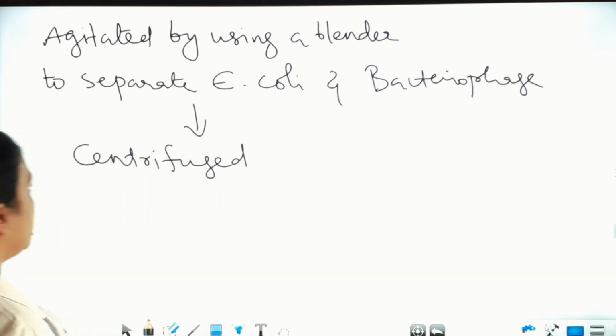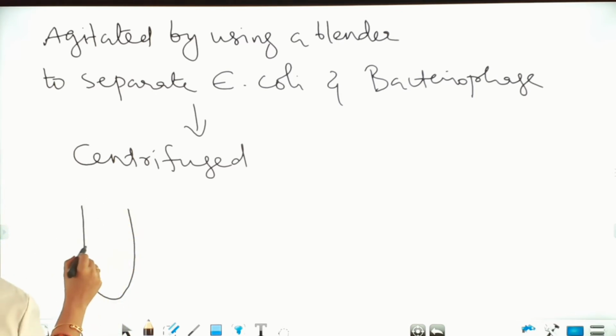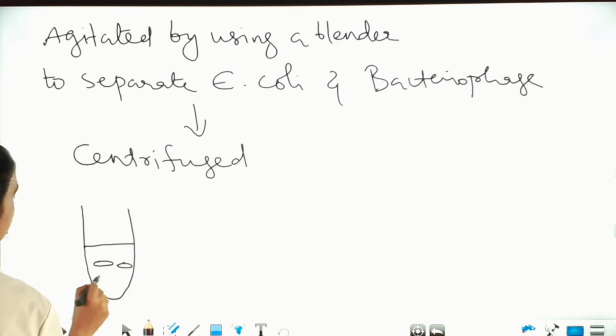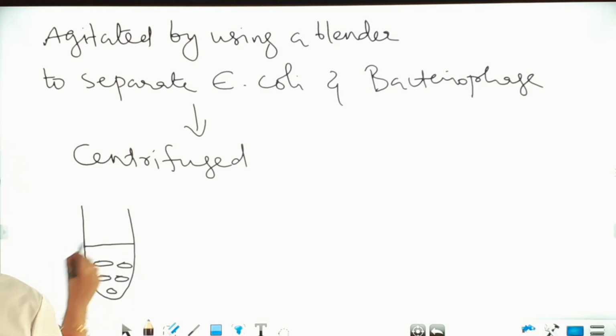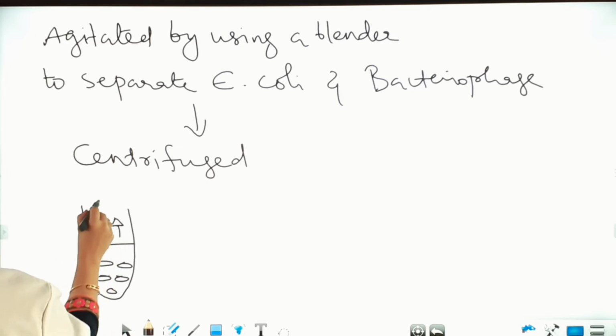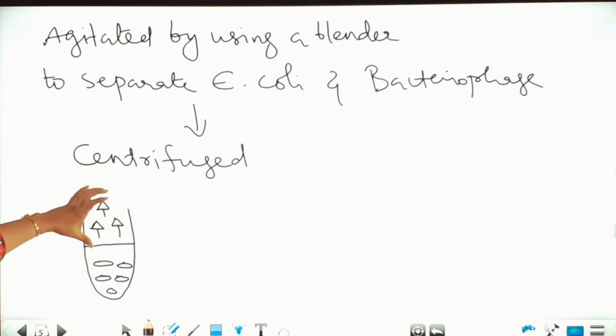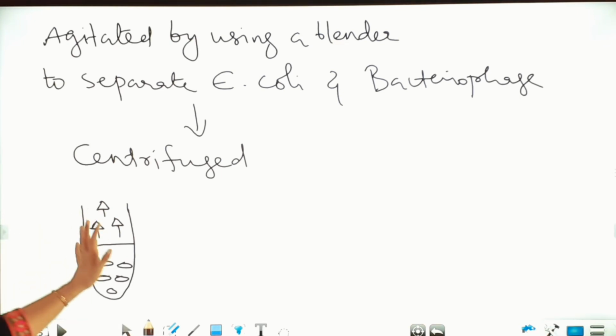After centrifugation, the bacteria, as the heavier part, settle down. We can see the bacteria settled down because they are heavier than the phage. But the phage, you can denote the phage like this, remain as supernatant because they are lighter than bacteria. So this is the result after centrifugation.